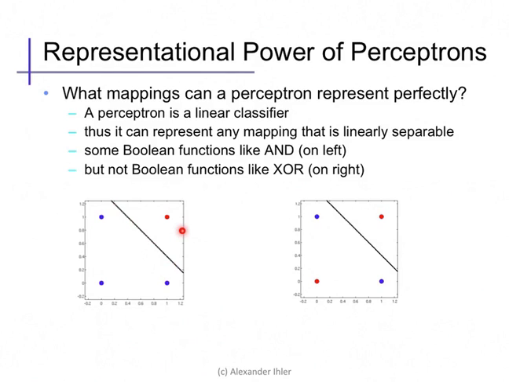But now if we try to do the same thing for an XOR function, where we output class positive when feature 0 and feature 1 match and negative otherwise, we can't. There's no line we can put through here that will correctly separate these 4 points. So this function is not linearly separable and not representable by a perceptron.